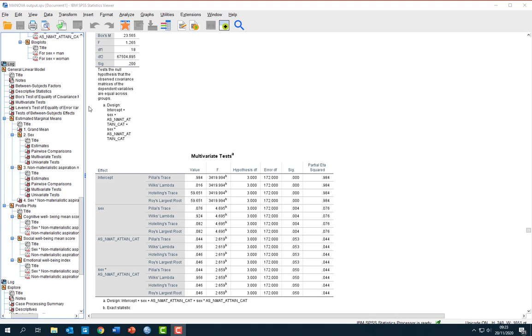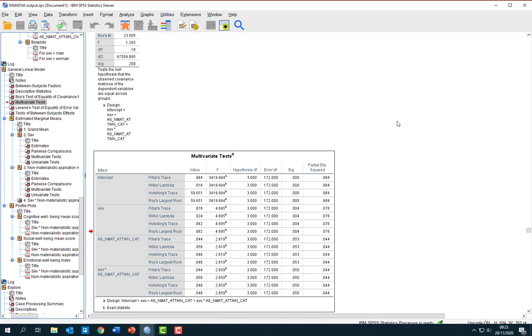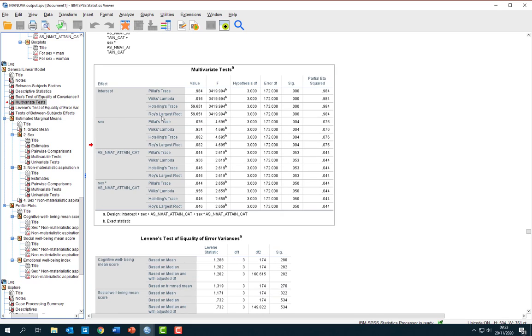The next thing we're going to be interested in looking at are our multivariate tests. This is interesting because it will give us the main effects for each of our independent variables. Our first independent variable is gender or sex, our second is non-materialistic attainment group, and then the interaction between the two. But it looks at these main effects when we've considered all three of our dependent variables together, and conceptually that is subjective well-being overall.